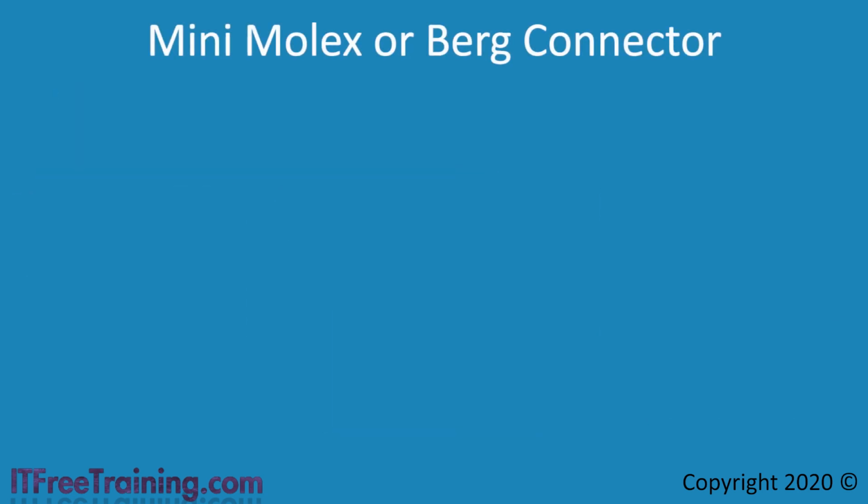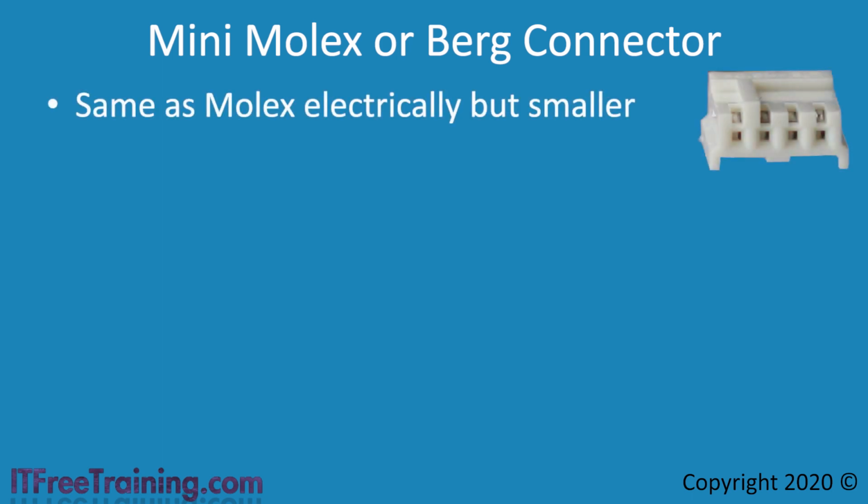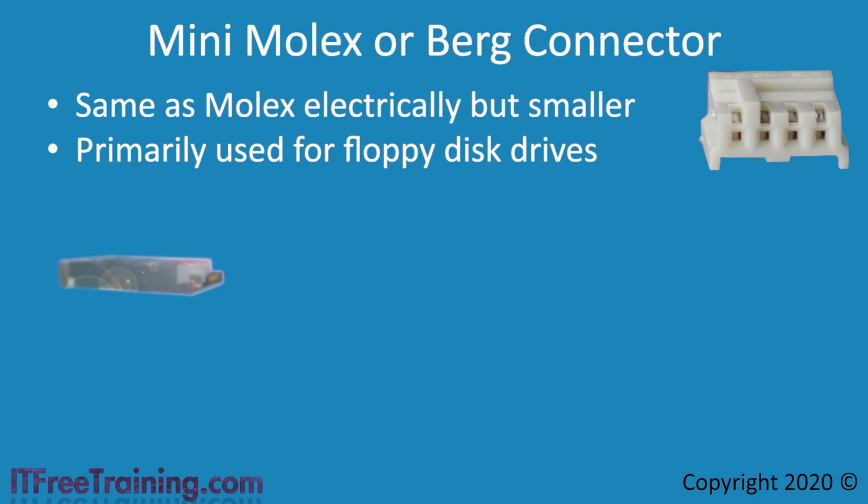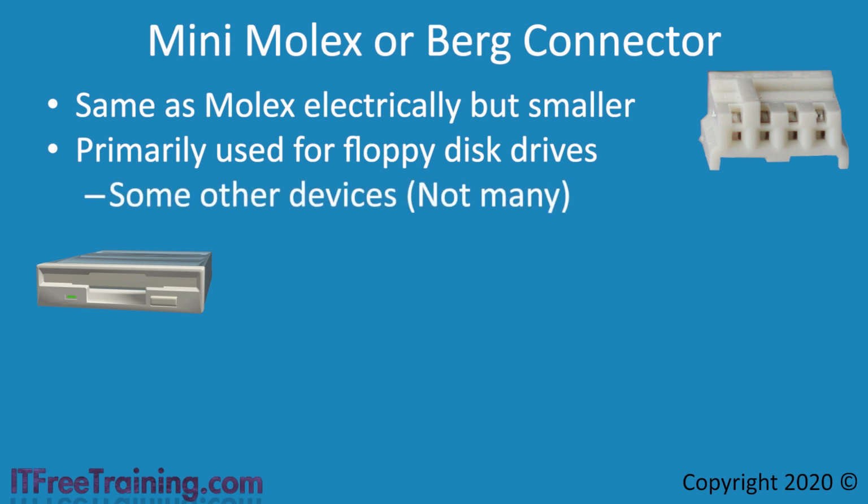To make the power connector smaller, the Mini Molex or Berg connector was added. This connector was the same electrically as the larger Molex connector, but only smaller. It was primarily used for floppy disk drives. For this reason, you may see it referred to in documentation as the floppy disk power connector. However, you may find it used in other devices, but not many.